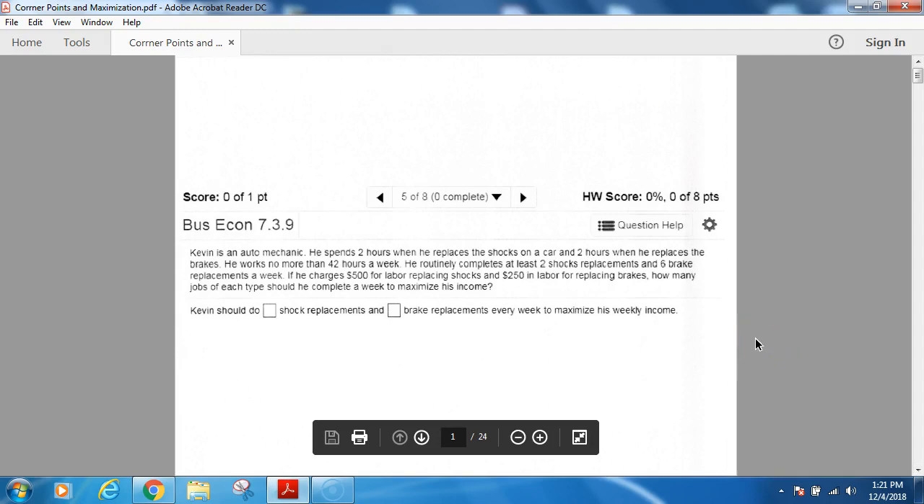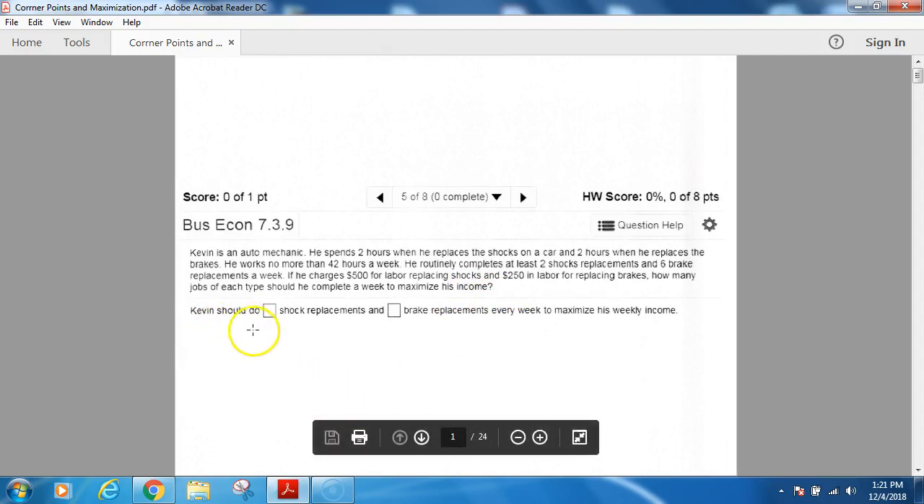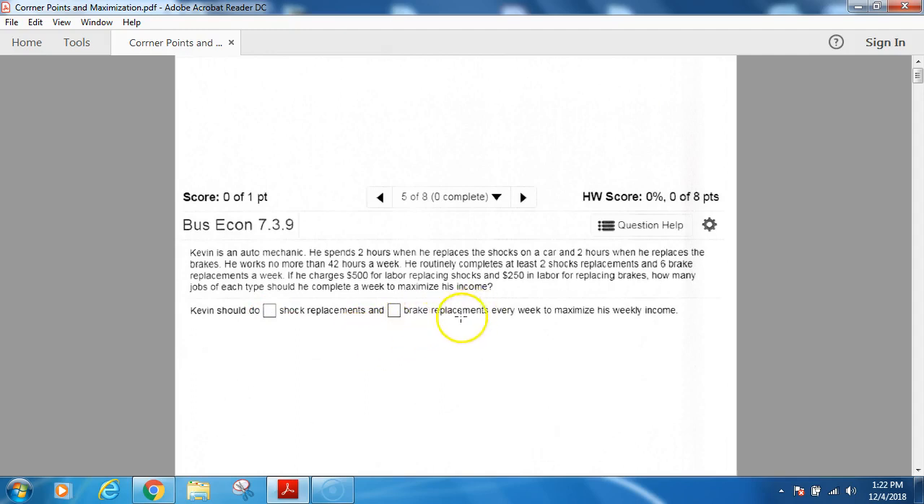Kevin is an auto mechanic. He spends 2 hours when he replaces shocks on a car and 2 hours when he replaces the brakes. He works no more than 42 hours a week. He routinely completes at least 2 shock replacements and 6 brake replacements a week. If he charges $500 for labor replacing shocks and $250 in labor for replacing brakes, how many jobs of each type should he complete in a week to maximize his income here? And then we want to answer the number of shock replacements and the number of brake replacements here.